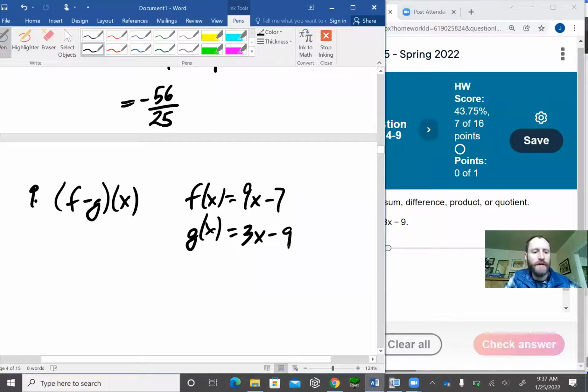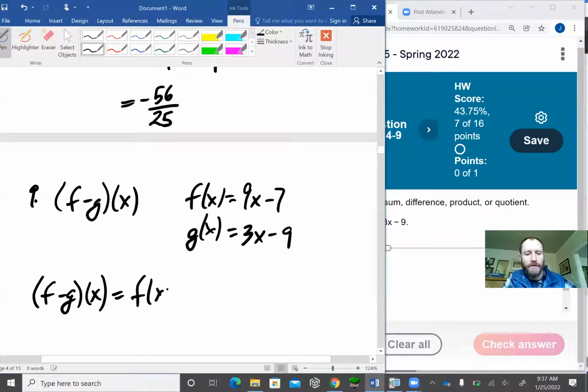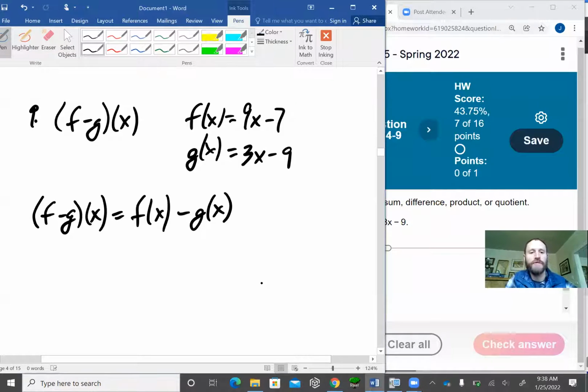All right, so f minus g of x. Let's write that here, f minus g of x. Remember, that will be f of x minus g of x. This is the one where you have to remember the parentheses around g of x. So the formula for f of x is 9x minus 7, right? Minus the formula for g of x, 3x minus 9.